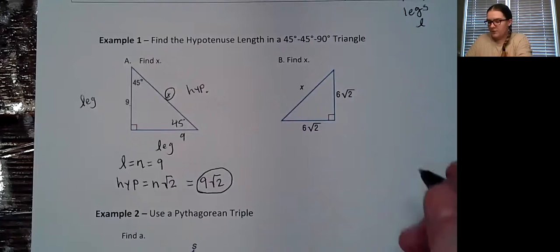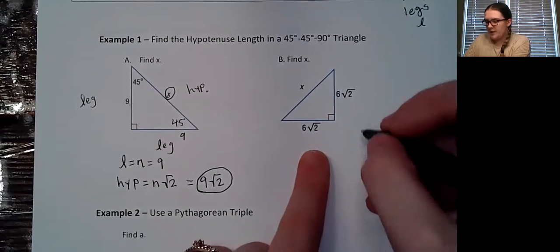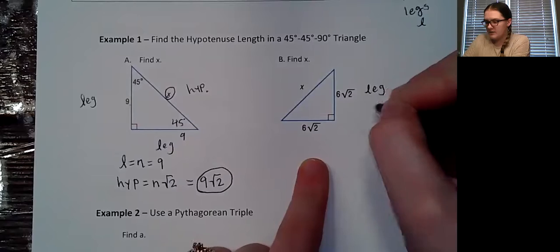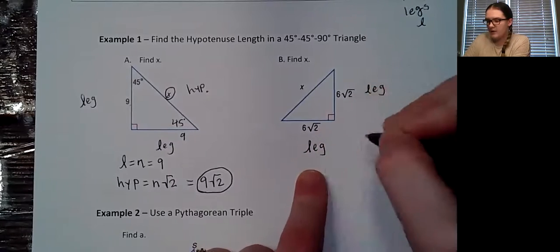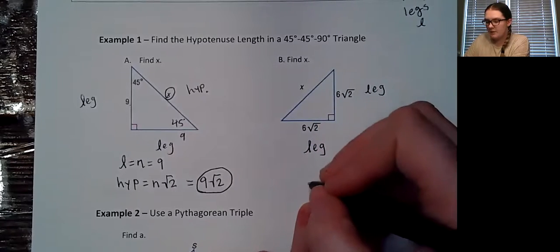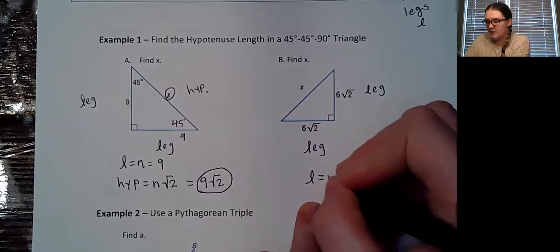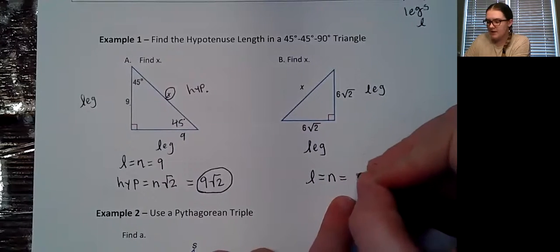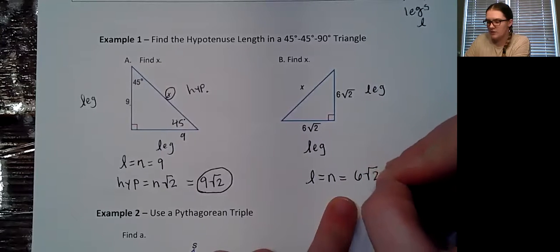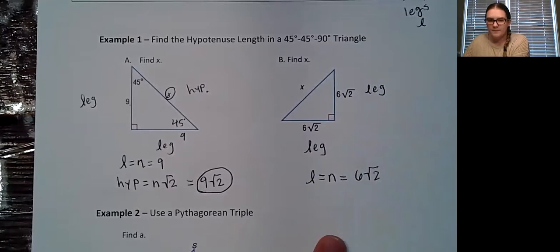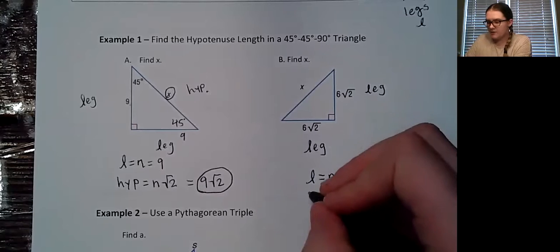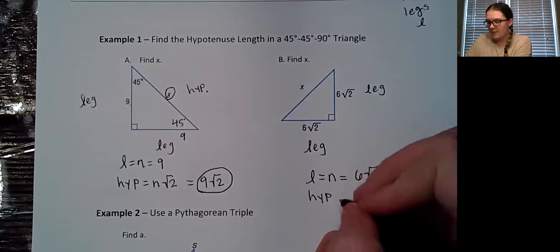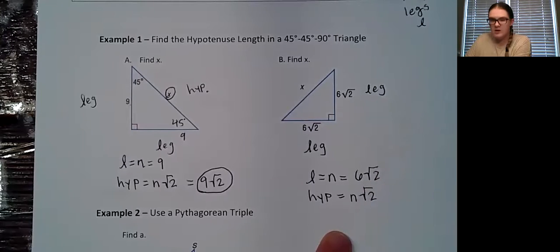Okay, let me do B. So B, we're given the length of our legs. So here's a leg and here's a leg. We're missing our hypotenuse again. So I'm going to go ahead and label leg equals, remember we call our leg length n. In this case, each leg length is 6 square roots of 2. So we're missing our hypotenuse length. Our hypotenuse is the relationship n square roots of 2.